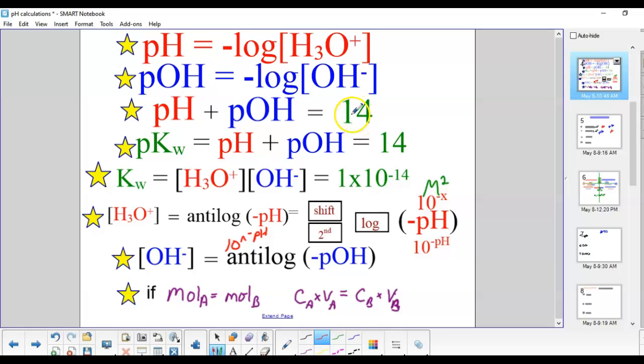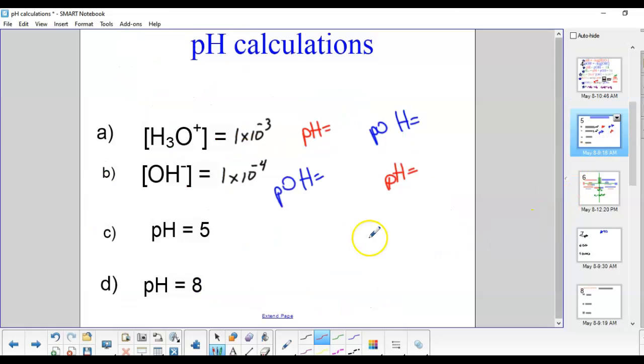Now, a lot of times we're going to be given pH, and we want to be able to go backwards. Well, what's the opposite function of P? It's antilog. That's going to involve using the shift or second button, then log, and then the negative of the pH. You can do the same thing with pOH. It's really important that you're using your calculator correctly. Have a list of these equations ready to go. And let's take a look at some examples.